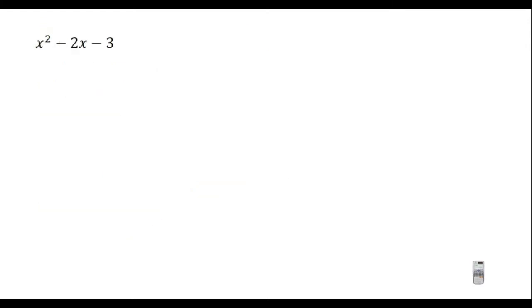Let's pick another example. So in this example, A is 1, B is -2, and C is -3. So A times C will give us -3. A times C will be -3. Sorry.